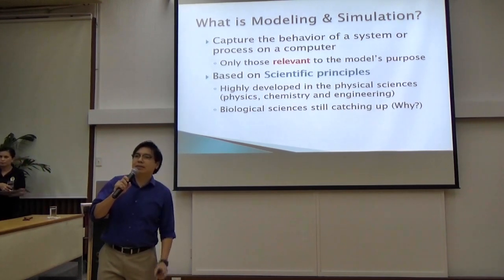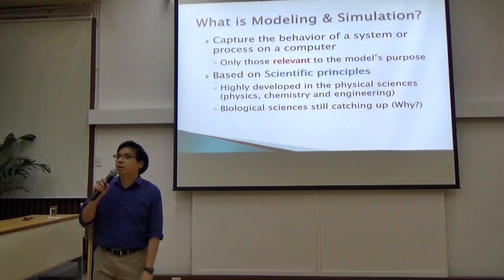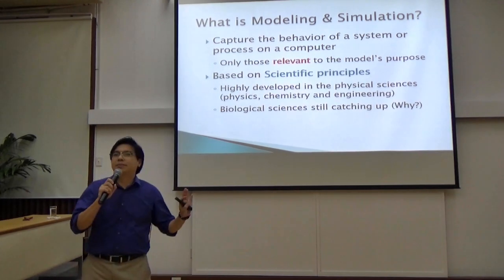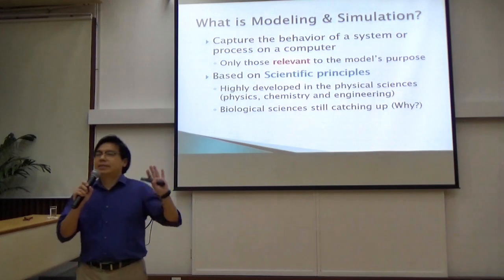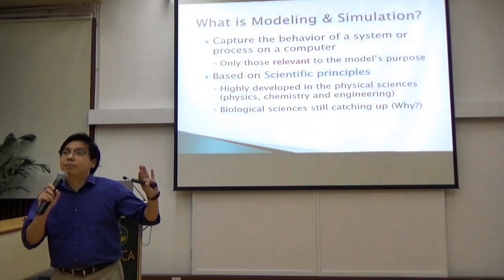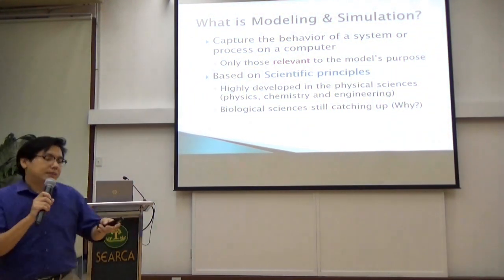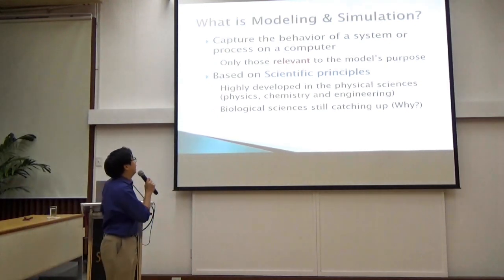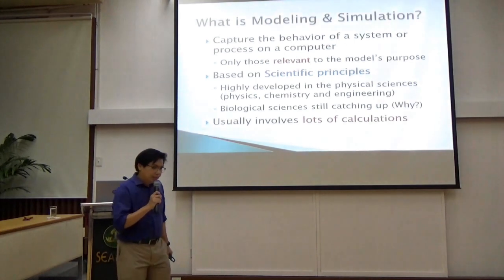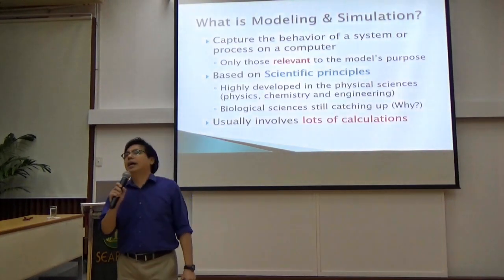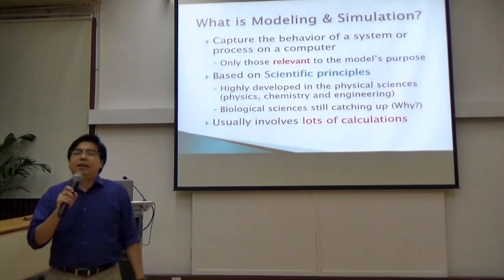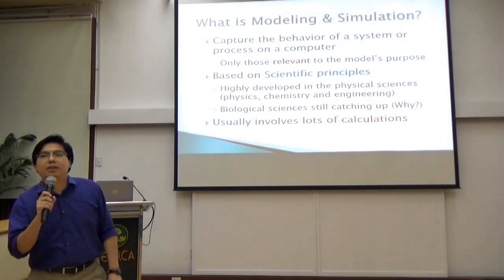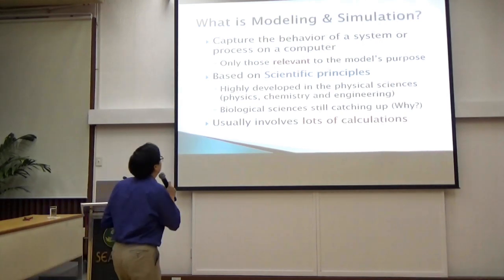Now, why do you think the biological sciences are still catching up? It's basically because biological systems are more complex. They are very complex. When you talk of physical systems like the model of, let's say, the solar system, even though it's complex, the physics is a bit simpler than biological systems. And usually it involves lots of calculations. That is why when you do modeling, you cannot do it by hand, in the modern sense. You have to use a computer.